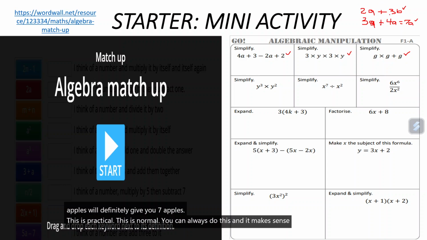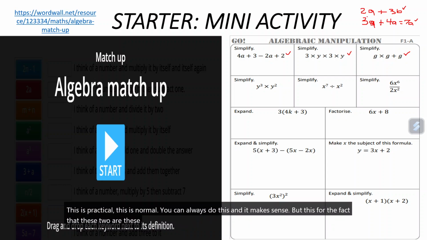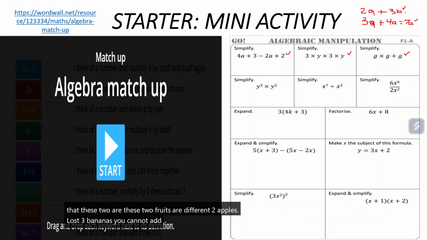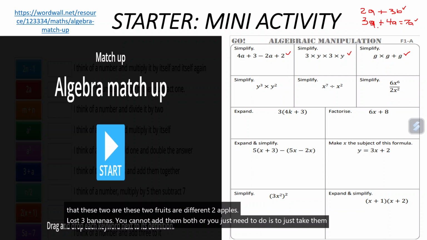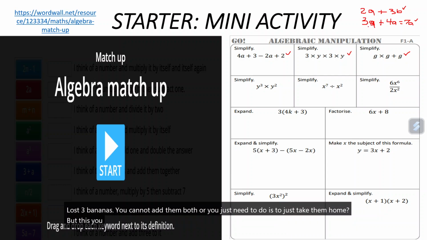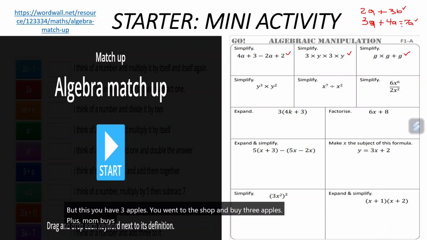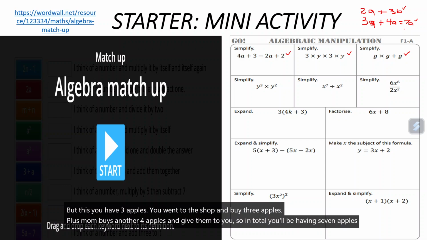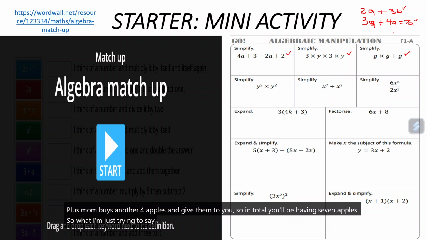But for the fact that these two fruits are different, two apples plus three bananas, you cannot add them both. All you need to do is take them home. But here, you went to the shop and bought three apples, plus mom buys another four apples and gives them to you. So in total, you'll have seven apples. What I'm trying to say is, in maths, you can always relate it to our everyday life.